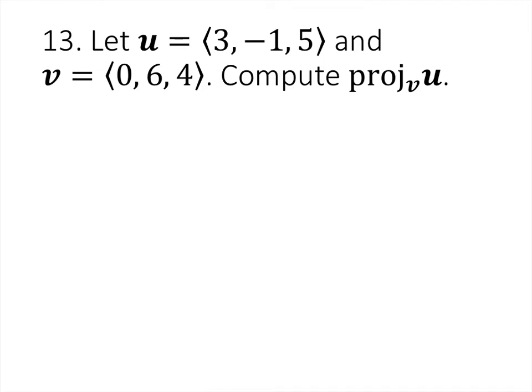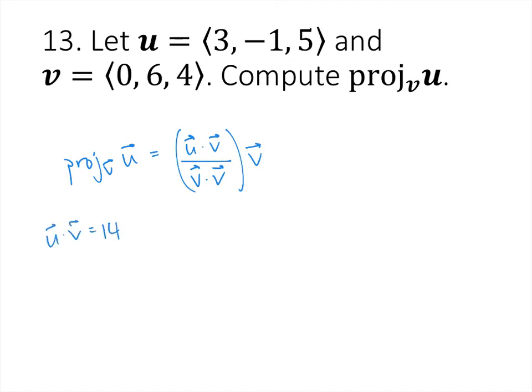Now we want to find the projection onto v of u. The formula we want is that it's u dot v divided by v dot v times the vector v. So u dot v, we already figured out, was 14. V dot v is just going to be the sum of the squares of the components of v. So 0 squared plus 6 squared plus 4 squared. That's 36 plus 16, which is 52. So this is going to be 14 over 52 times v.